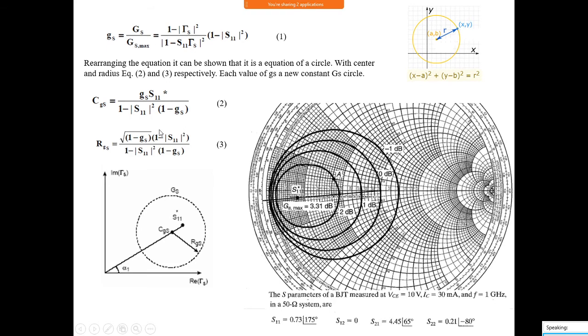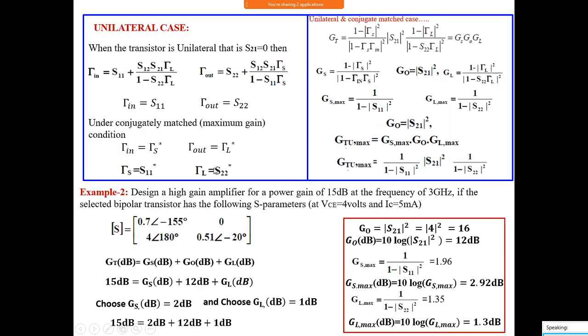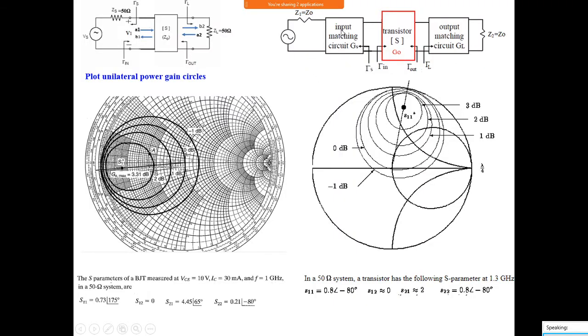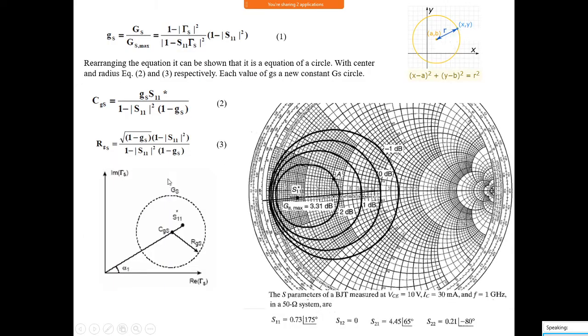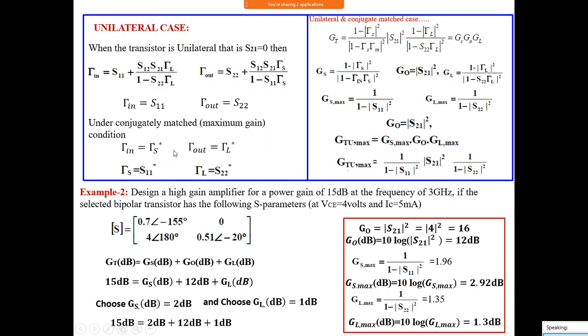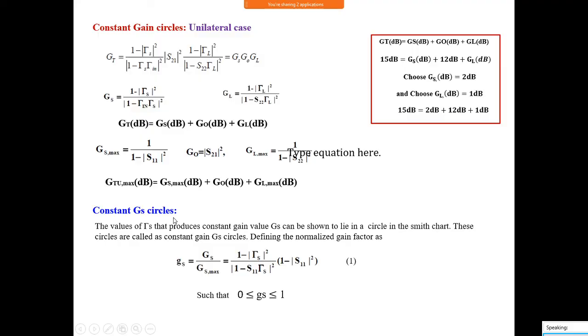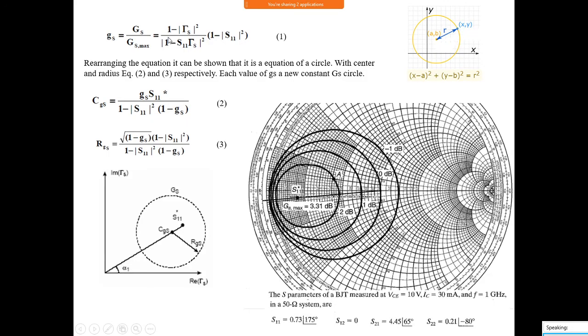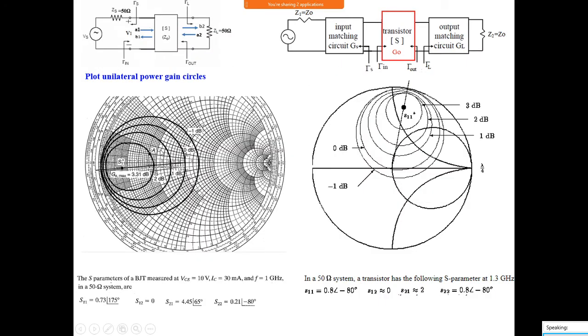What we did is for the source gain, these are the circles, because we used this equation. So for the constant GS circles, we take the GS maximum value, and this is associated with the source side. So the source side is forming a circle equation. These circles we have drawn.